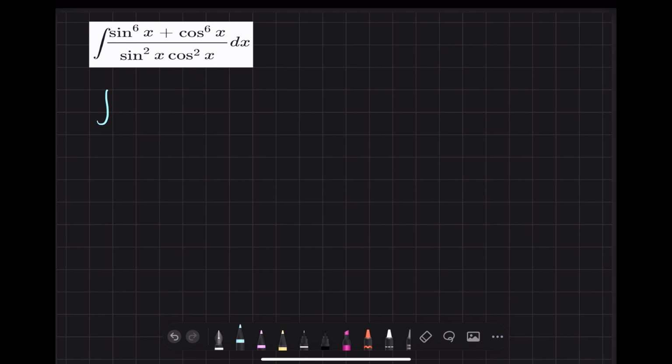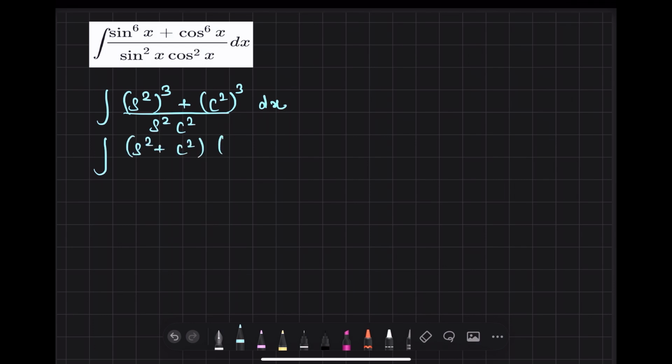So you know that, can I write this as (sin^2 x)^3 plus (cos^2 x)^3 upon sin^2 x cos^2 x dx. Now you can apply the a cube plus b cube formula. So it is (a plus b) into (a^2 plus b^2 minus ab). Correct?